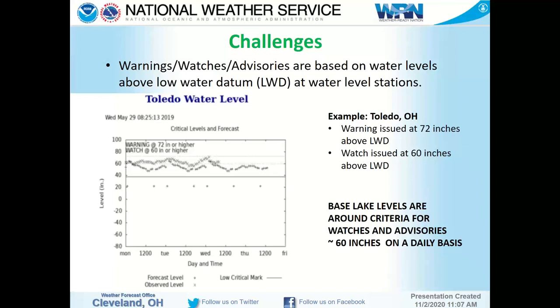For example, in this one, we work with Toledo. 72 inches seems to be where they really have a lot of impacts. So we're adjusting our warning to 72 inches. We may issue watches at 60 inches. But if the base water levels are consistently at 60 inches, we may have to work with them to adjust that criteria. So a lot of the offices across the Great Lakes region are working with local partners and we're developing these impact criteria.